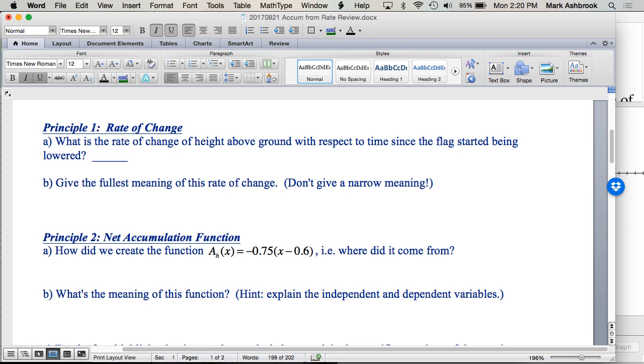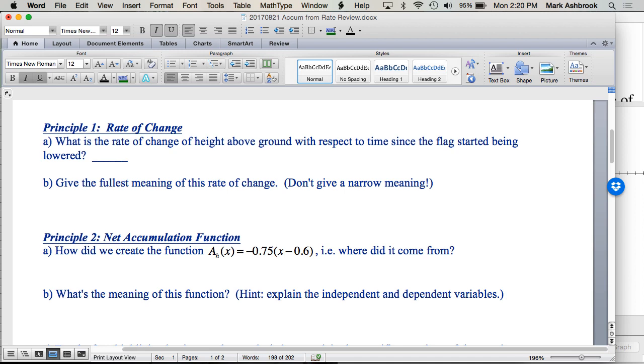All right, the fullest meaning of this rate of change. So first of all, what's the narrow typical meaning? If the rate of change is negative 0.75 meters per second, what's the narrow meaning? Do you remember from Friday? Each second it goes down 0.75 meters. Right. Each second, the flag goes down negative 0.75 meters.